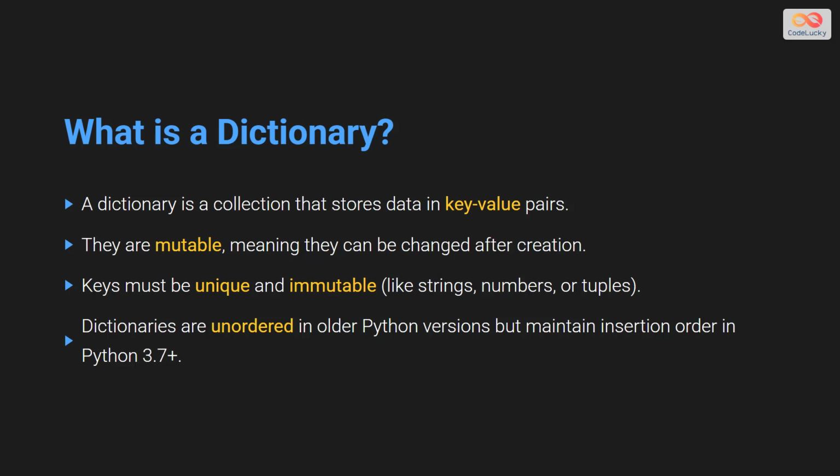So, what exactly is a dictionary? Think of it as a real-world dictionary. Instead of a word and its definition, a Python dictionary has a key and a corresponding value. These collections are mutable, which means you can change them whenever you need to. The keys are special. They must be unique and cannot be of a changeable type, so things like strings or numbers are perfect. While older versions of Python didn't remember the order you added things, modern Python does, which is incredibly helpful.